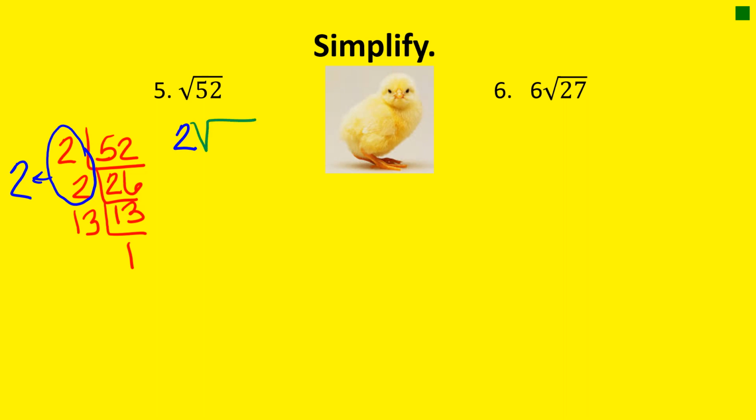What didn't make it out? Well, the things that didn't make it out also get multiplied, and that would be 13 times 1, which is 13. So this simplifies to 2 times the square root of 13. Now, if I squared that to see if I got 52, that would be 2 squared, which is 4, times the square root of 13 squared, which is 13, and that does equal 52. You don't have to do that. I'm just letting you know.